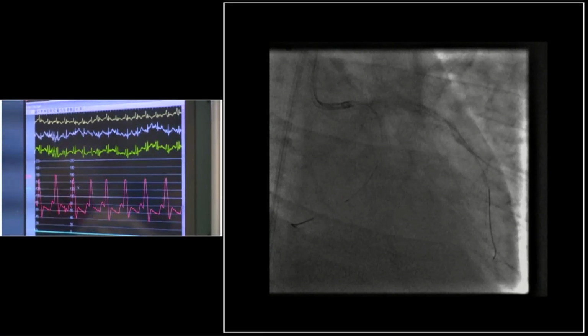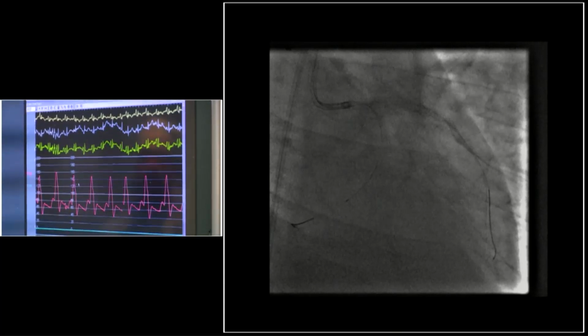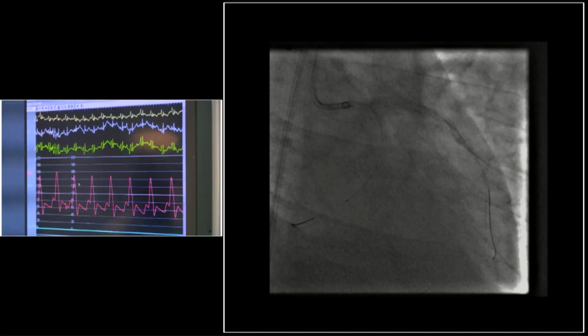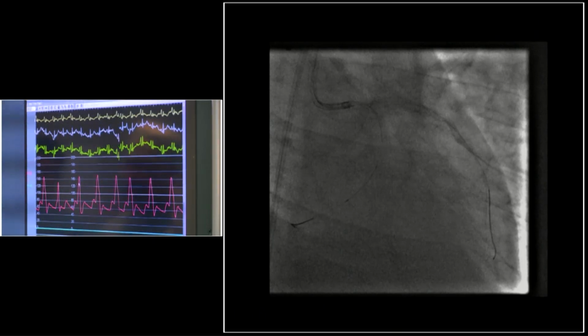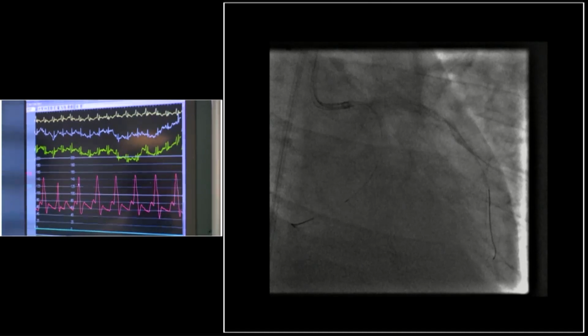Can you see these P waves here? They are bigger than the R waves, so the end-diastolic pressures are very high. Even the PA pressure was high, and so the tall P waves show that the RV pressure is also very high.